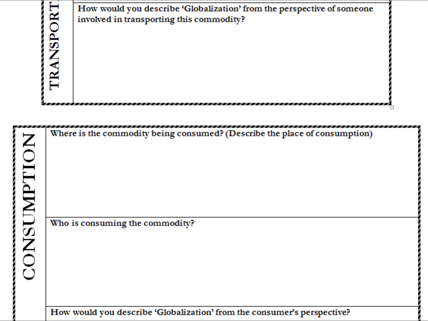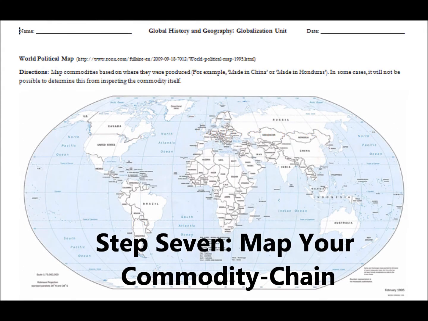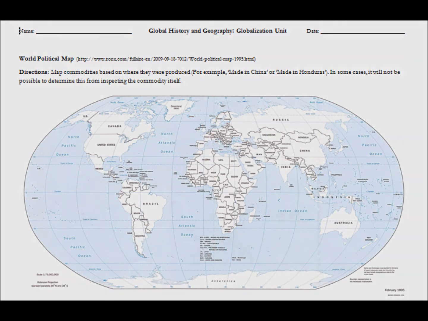Also, who is consuming the commodity? How would you describe the perspective of the consumer? Globalization from the perspective of the consumer. Step 7. Map your commodity chain using the global political map that is included in the commodity kit.